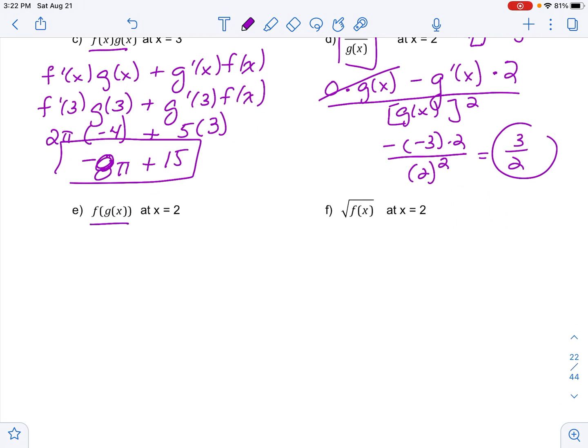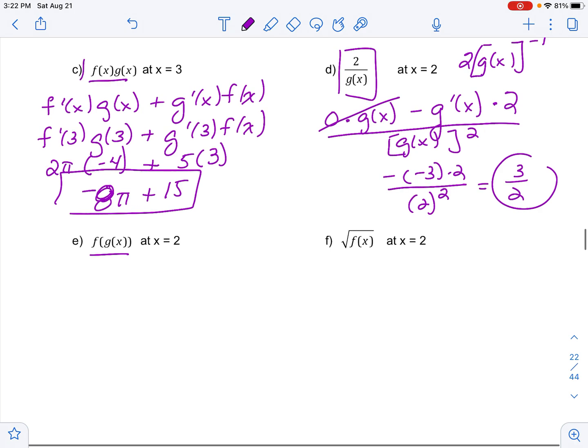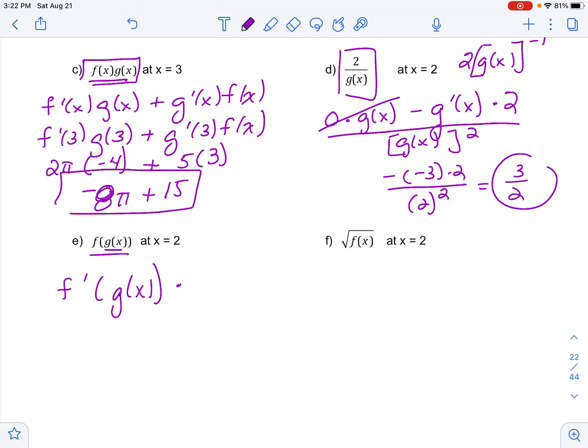Now the next one is where you have to be careful. This is not f times g. F times g is up here in letter C. This is f of g. This is your chain rule. This is your composite function. So g is the inside function, f is the outside function. So chain rule says that we take the derivative of the outside, inside stays the same, times the derivative of the inside. So there's my general rule.